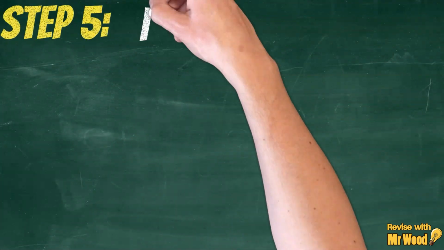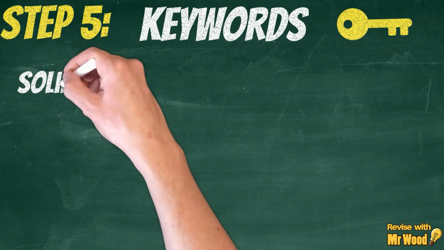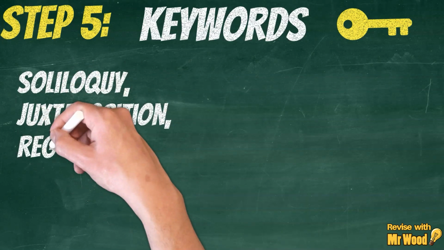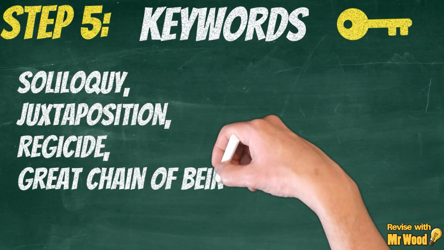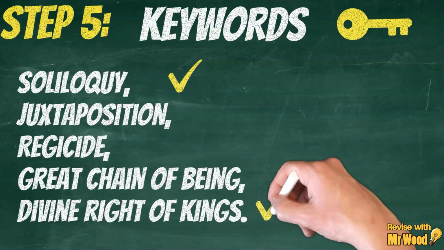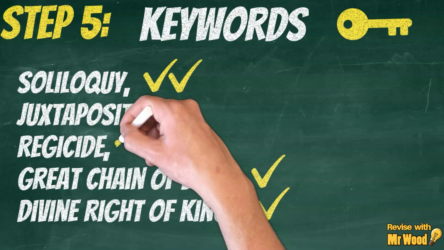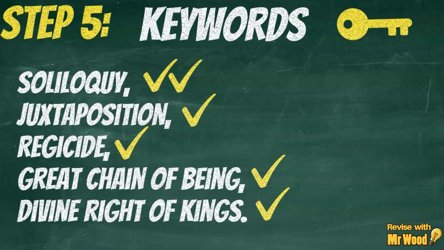Step 5, next to the plan, jot down the key words that you know are going to help you answer the question. I'd start with words like soliloquy, juxtaposition, regicide, great chain of being, divine right of kings. As you write your essay, come back and check you're using them. Tick them off. The examiner will see that you've used them before they even mark your work. They know that they're going to have to give you a certain amount of marks for engaging with that context.